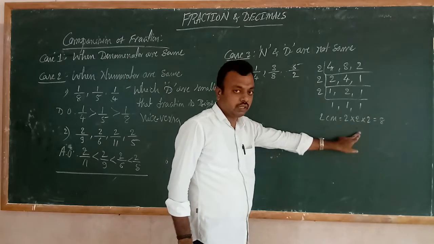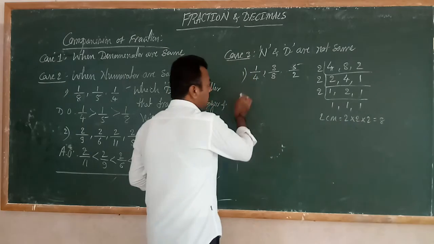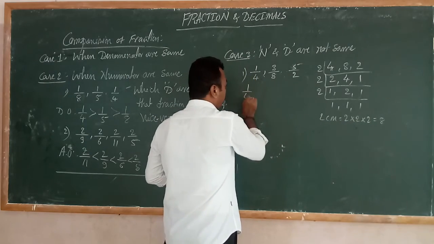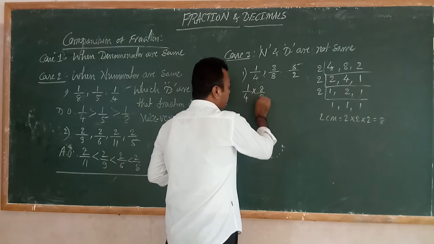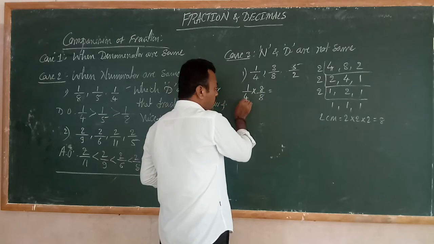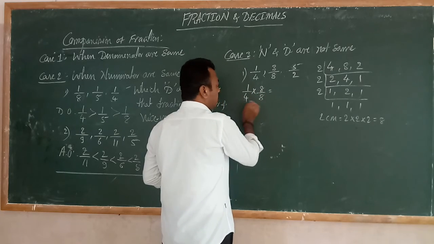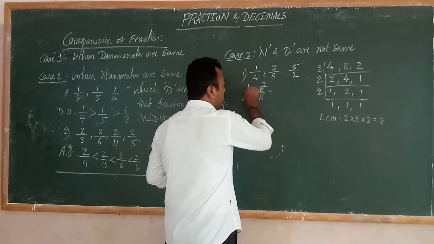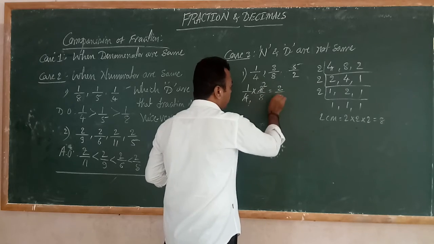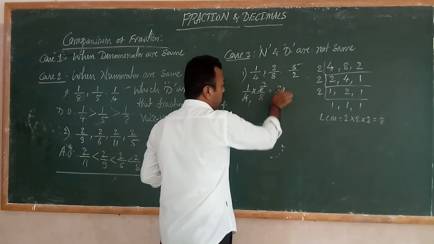We have the LCM as 8. Now, this LCM we have to apply here. 1 by 4 I will write first, into 8 by 8. Next, 4 and 8 we have to divide. This 8 you have to keep on this side only. 4 1s are 4, 4 2s are 8, so 2 by 8. 1 by 4 becomes 2 by 8.